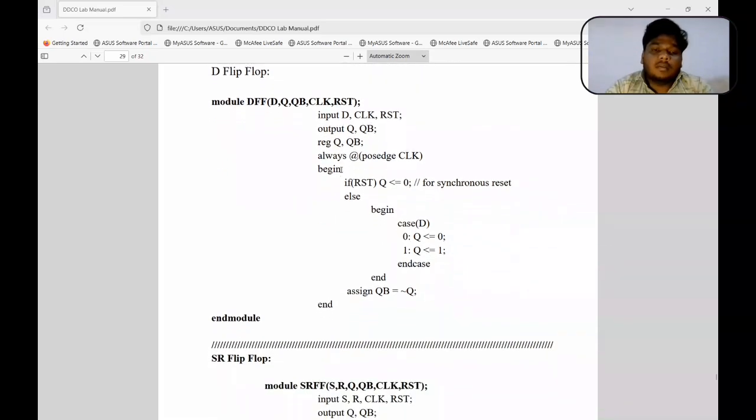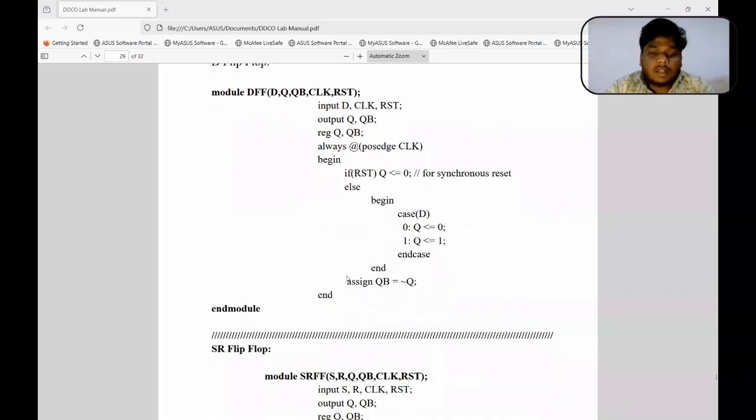First one is D flip-flop. This is the Verilog code for D flip-flop. I am taking DFF for the module name. D is data input, Q is the output, QB is the complementary output of Q. CLK is a clock signal, RST is a reset signal.